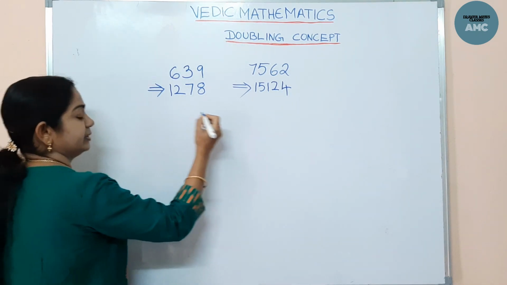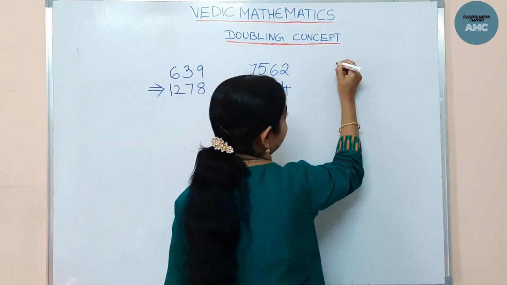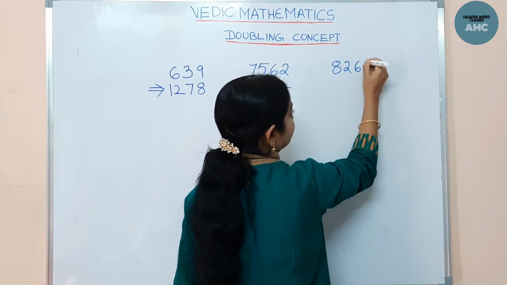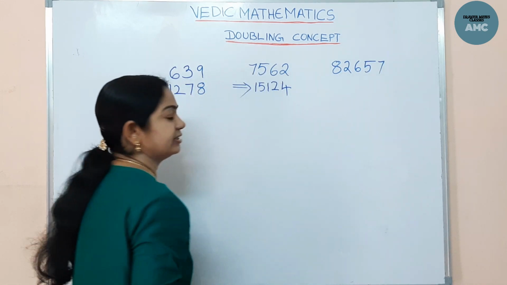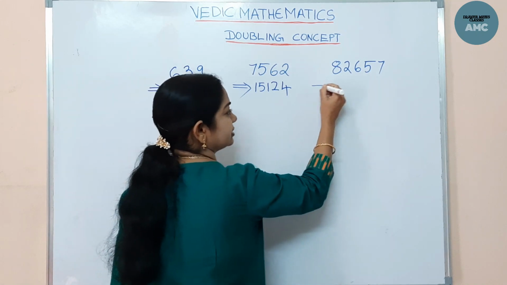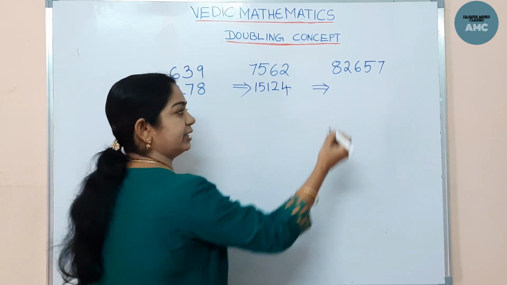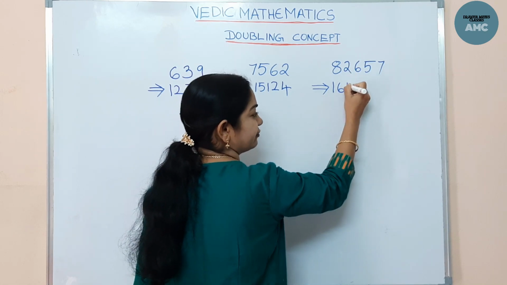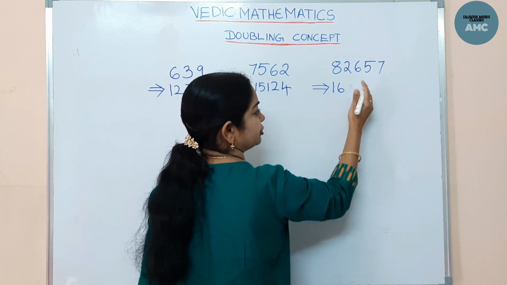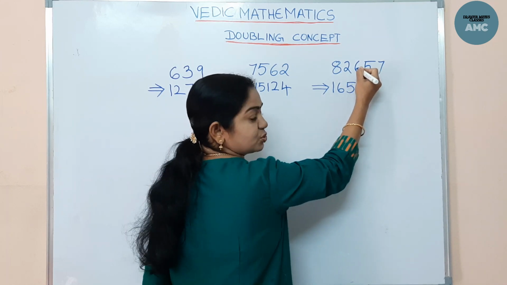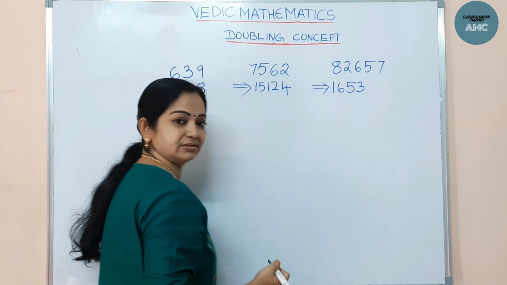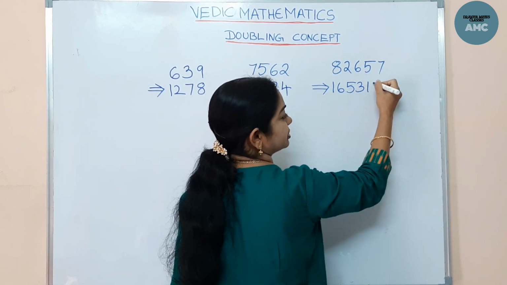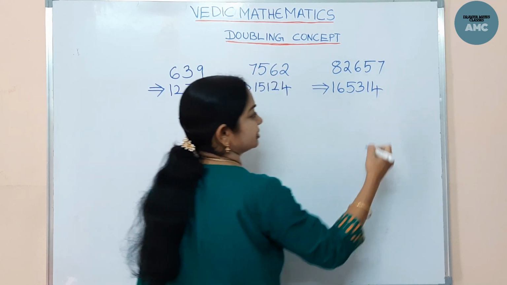Let me take another number. 82657. This is a 5-digit number. We want the double of this number, right? 2 8s are 16, so 16. 2 2s are 4 but 5. 2 6s are 12 but 3. 2 5s are 10 but 1. 2 7s are 14. So this is the number.